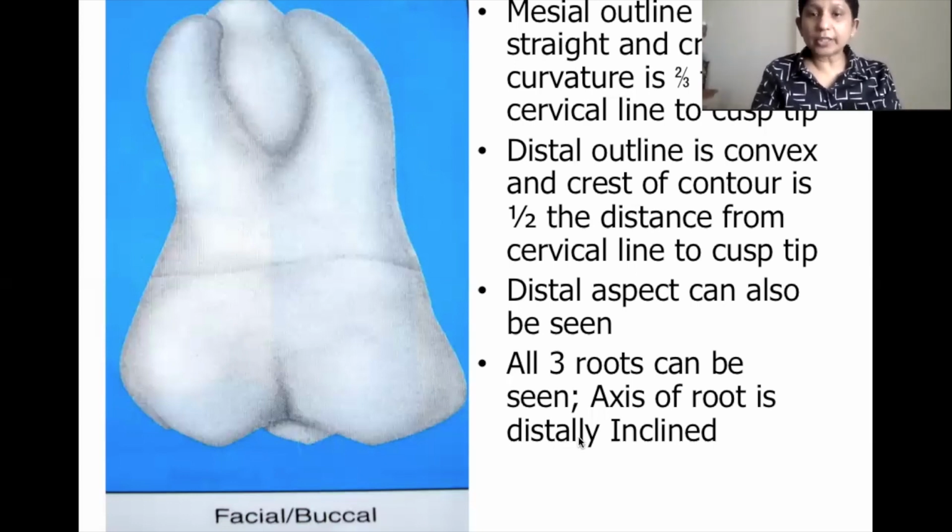And we can also see that the axis of the root is a little distally inclined. So by and large, the axis of the root would be a little towards the distal. So even looking at the axis of the root, you can identify whether the extracted tooth is a right or a left first molar.